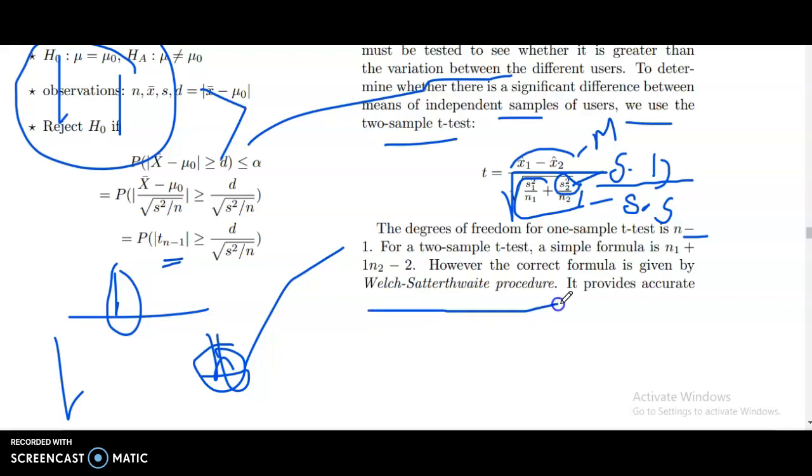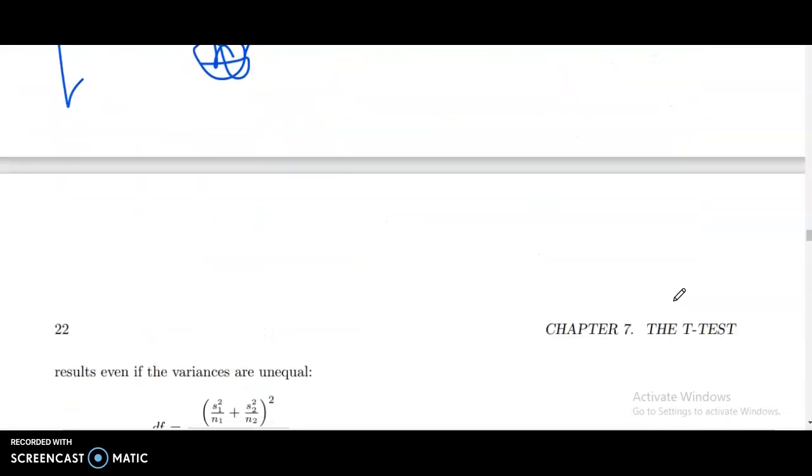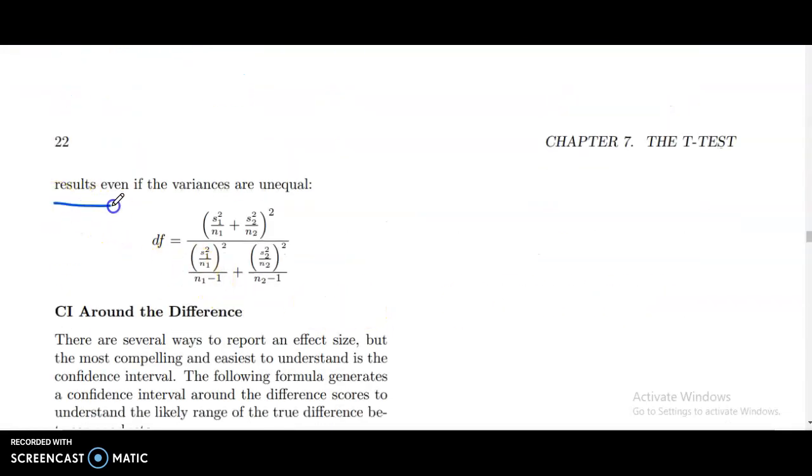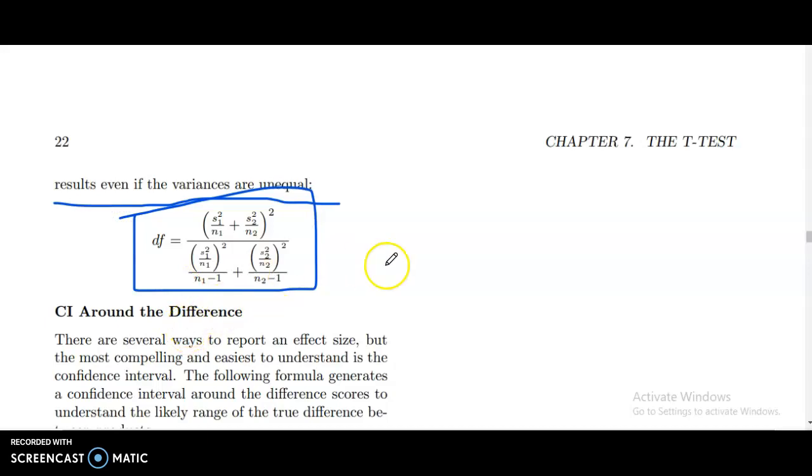However, the correct formula is given by the Welch-Satterthwaite procedure. It provides accurate results even if the variances are unequal. So this is the formula for this.